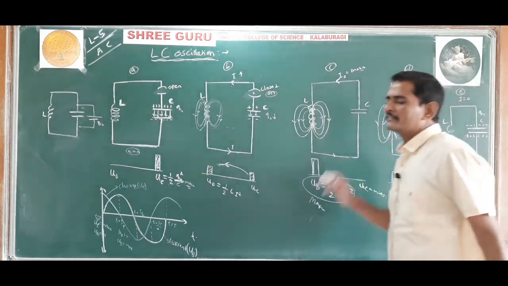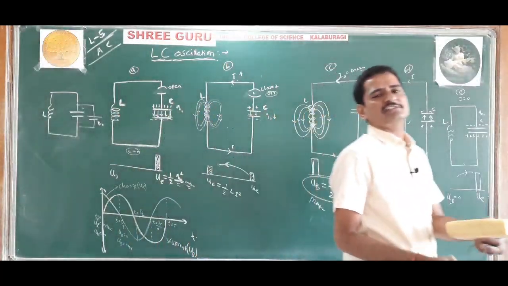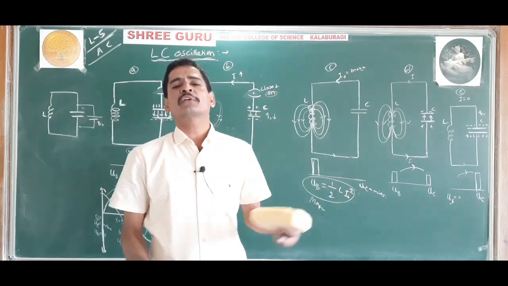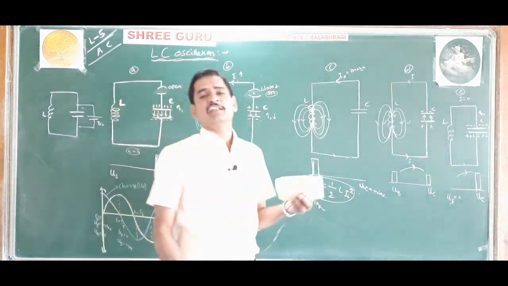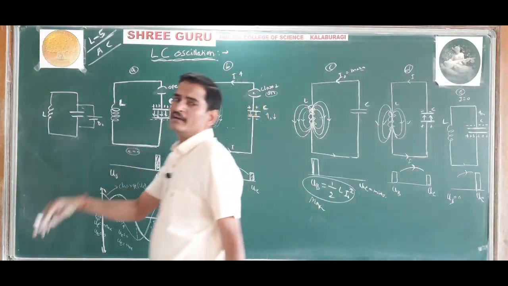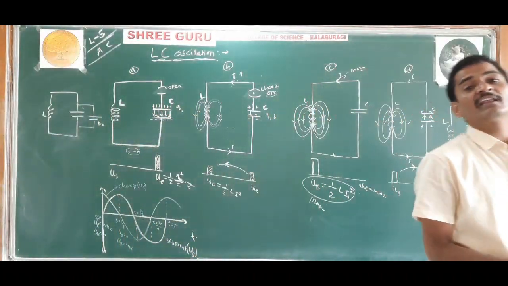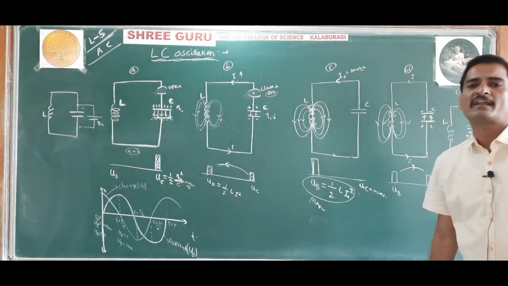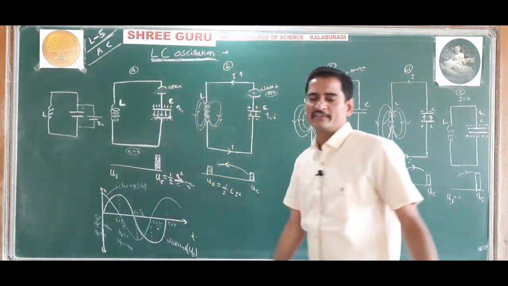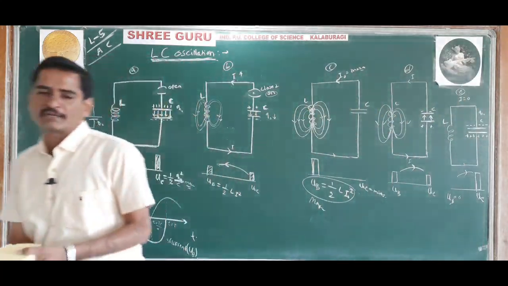So like this, the process of exchange of electrical energy into magnetic energy continues between the inductor and capacitor, and this sets up an electrical oscillation. And these oscillations are called LC oscillations. Understood? Hope you have understood this concept.